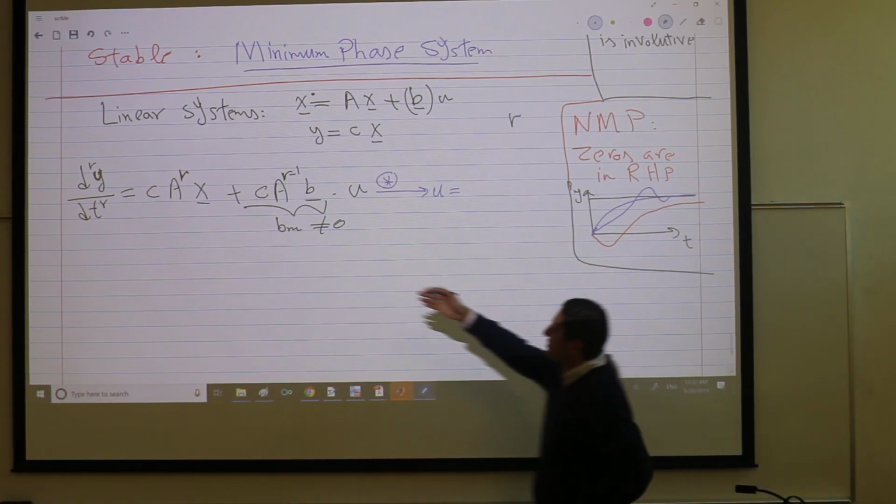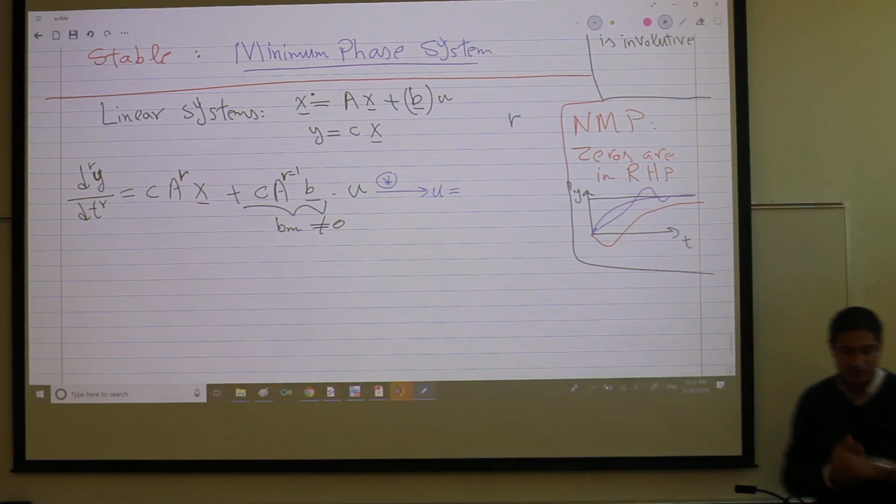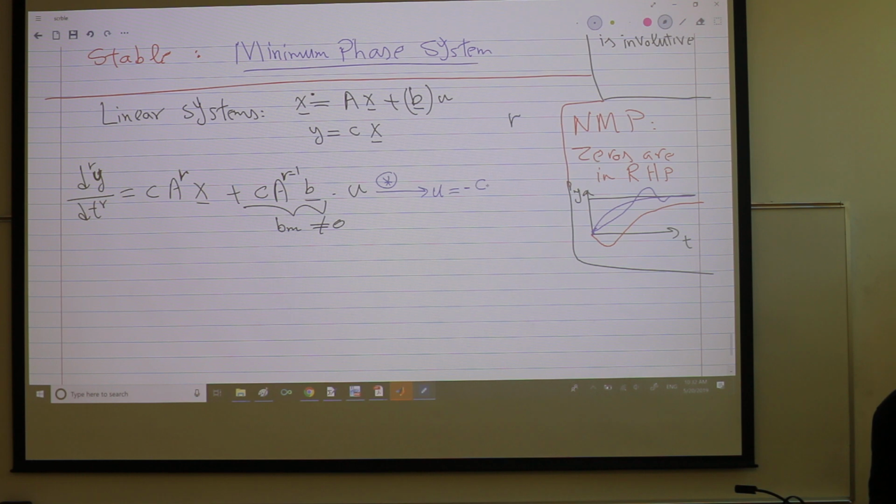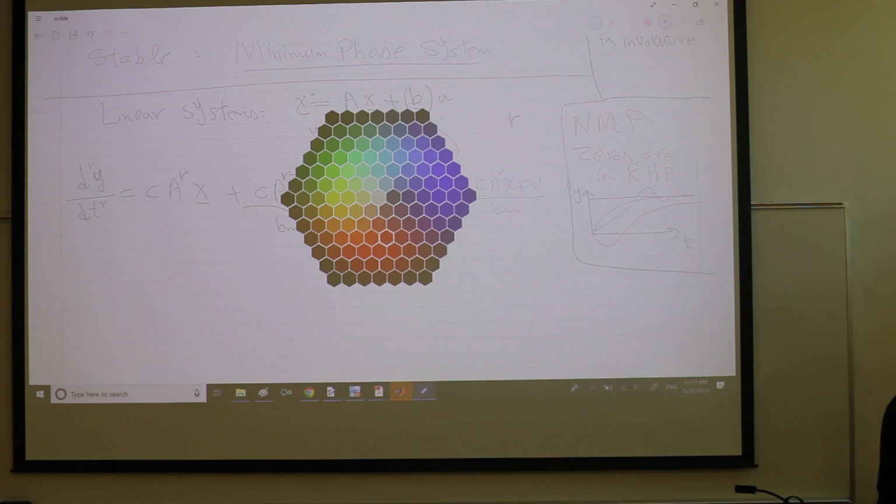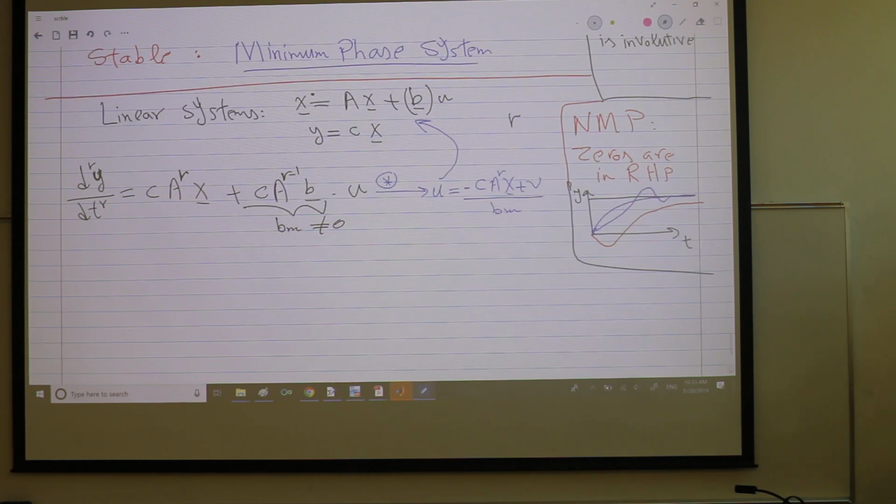Linear dynamics now. Okay, let's just try to do it. So it's negative CAR x plus V divided by this Bm. Okay, please pay attention. And I will substitute my feedback into here, the open loop, which means I will get what? If you substitute the feedback, you get what? The closed loop system, right?